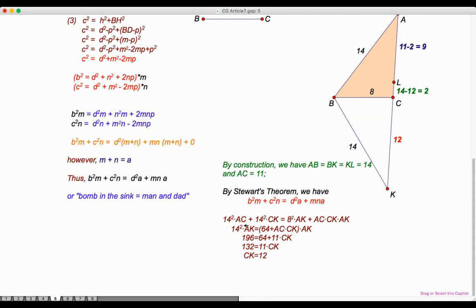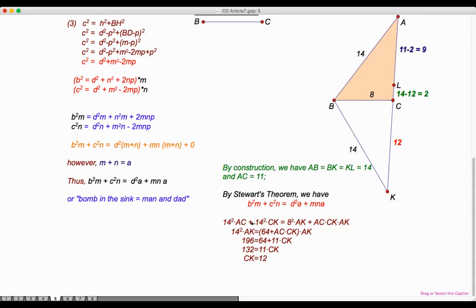14 squared times AC plus 14 squared times CK is equal to 8 squared times AK plus AC times CK times AK, and then I can factor out the 14 squared in here. That's why it becomes AC plus CK. AC plus CK is the same thing as AK. That's why I made it as AK.